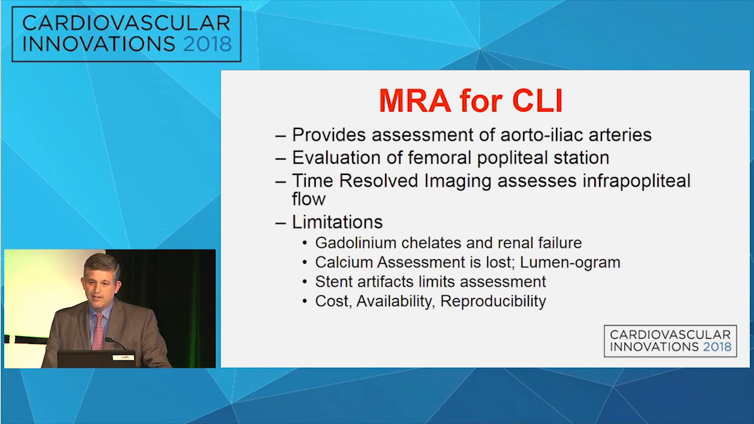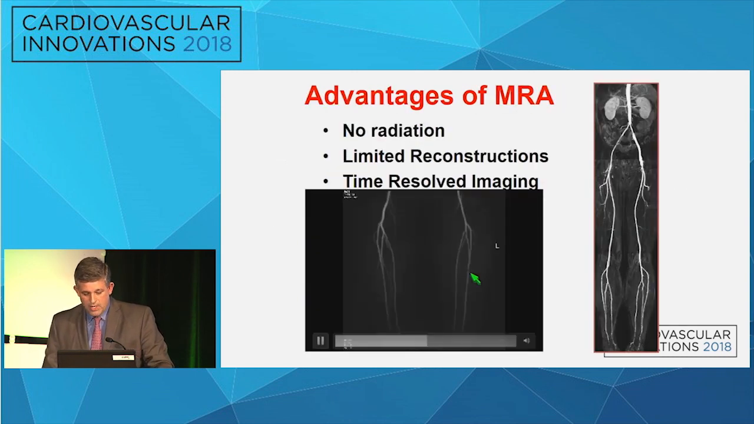Unfortunately, it uses gadolinium, so patients with any renal insufficiency aren't candidates. It doesn't really tell me about calcium, and has artifacts in terms of stents and metal artifacts. However, it's also not always as reproducible and available as CTA. So that's why we kind of go towards CTA, because there are those obstacles that we need to eliminate for MRI studies.